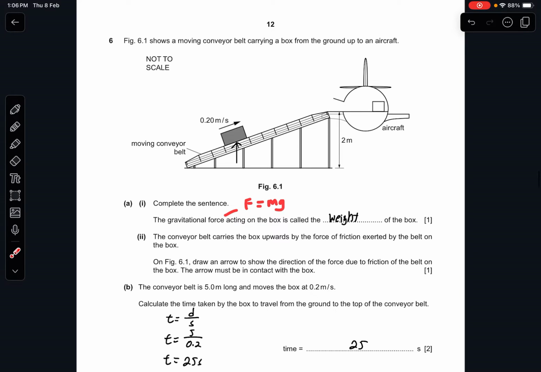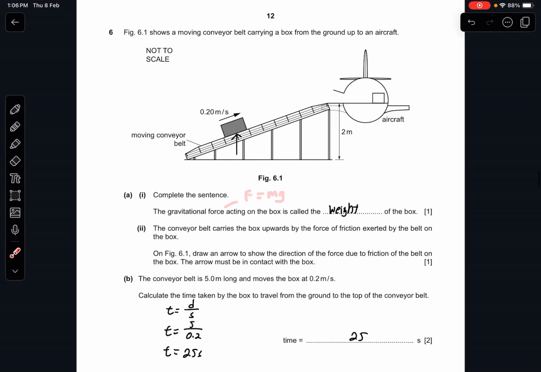Okay, so part 2. The conveyor belt carries the box upward by the force of friction exerted by the belt on the box. On figure 6.1, draw an arrow to show the direction of the force due to the friction of the belt on the box. The arrow must be in contact with the box. So I think it would be this one. Okay, if it's wrong, do let me know in the comment section. I will quickly review and rectify it.